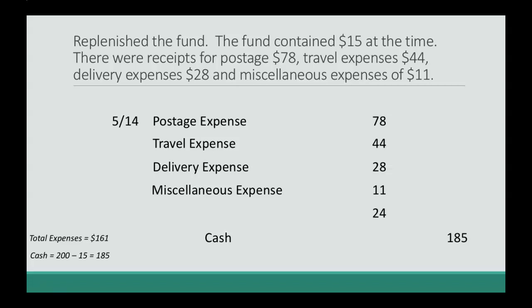Well, we had receipts that explained where $161 went. But, for some reason, we're missing $185 of cash. So we were short some cash. And because of that, we need to debit cash over and short of $24. So now our debits and credits will equal.